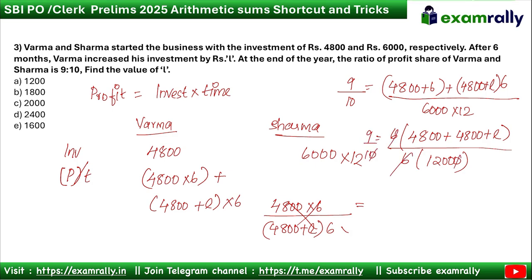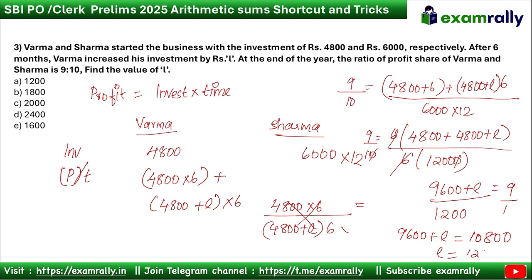Okay, 0, 0 cancel, 6, 6 get cancelled. So 9,600 plus L divided by 1,200 equal to 9/1. So 9,600 plus L equal to 10,800, and for the L value, 9,600 deducted, the L value will be equal to 1,200. This is also an easy level question.